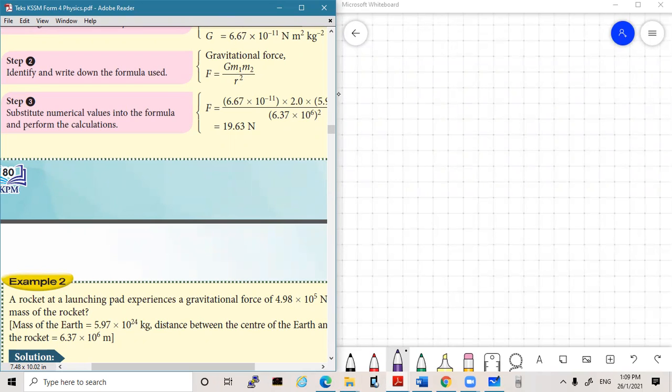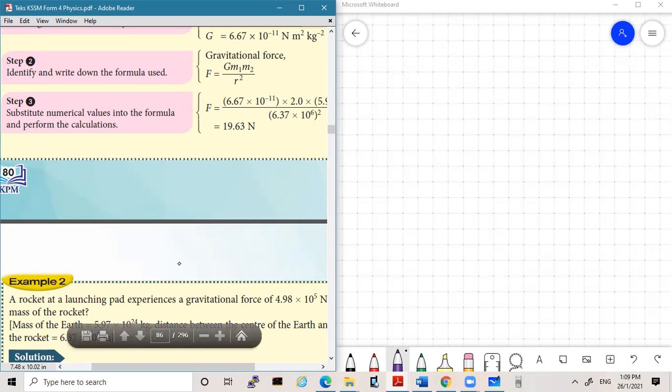So in this video, I would like to show the next example, which is included in your KSSM Physics textbook Form 4. Of course, you can read it and go through it on your own. But in this session, I would like to show you how we can solve the problems by following my step-by-step method. Let's look at example number 2.